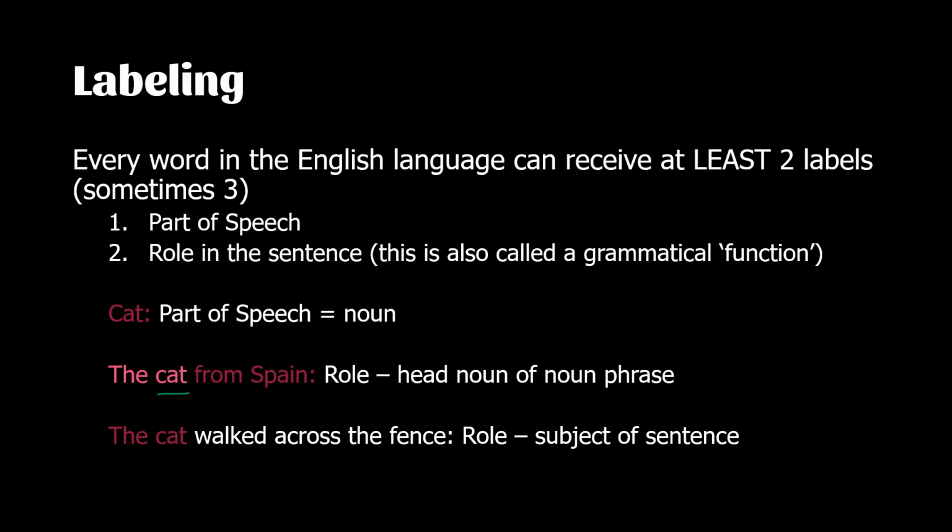In the next example, the cat walked across the fence. I have a complete sentence. In this sentence, cat is the subject. Now, if a noun has a noun phrase along with it, like the cat, we usually can consider these as a unit, the noun phrase, and together the cat is the subject of the sentence.